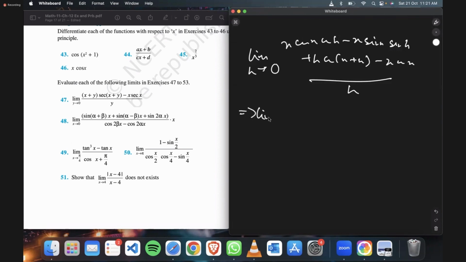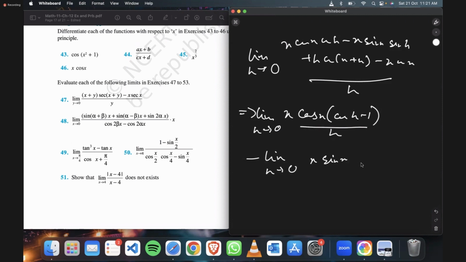So I can write this as limit h tends to 0, x (cos h minus 1) whole divided by h, minus limit h tends to 0, x sin h by h, plus limit h tends to 0, h times cos(x+h) by h. Now putting the values for this also.